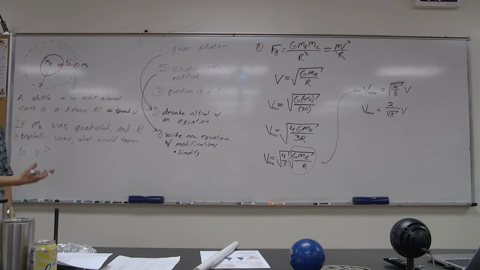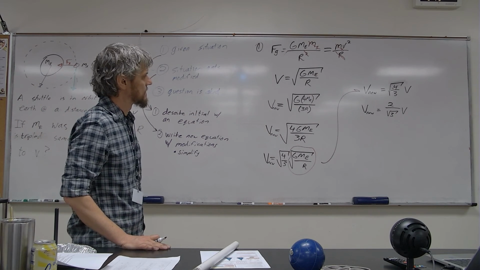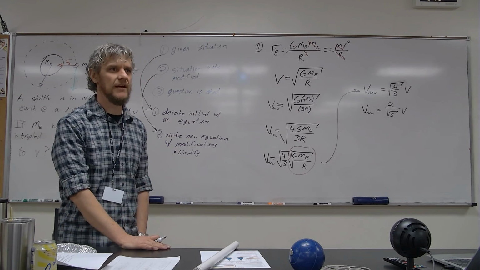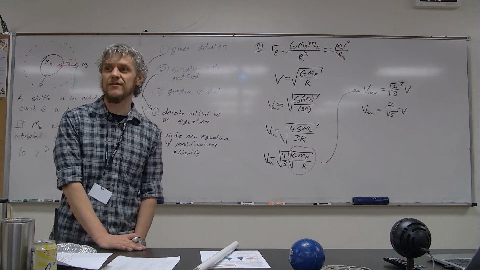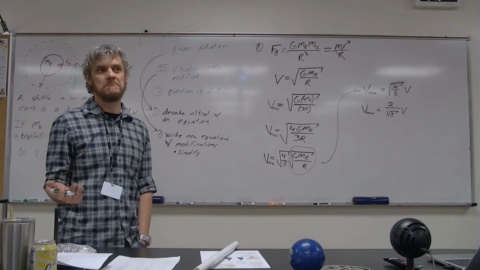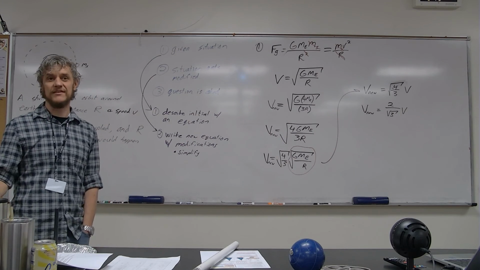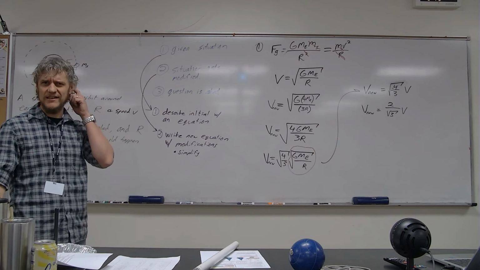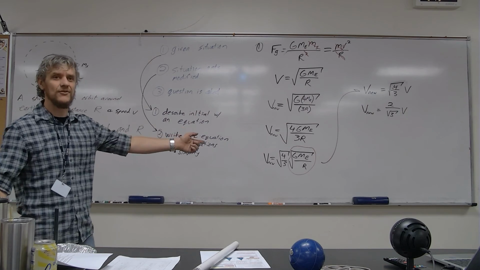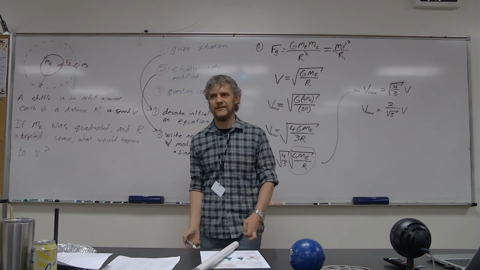So could I have done that? And it is 2 over the square root of 3, is that a number greater than or less than 1? Greater than, right? And so am I moving faster or am I moving slower? Faster. Was that obvious? No. It was obvious when all we changed was the mass of the Earth. But if I change that orbital radius as well, it's not so obvious and you actually have to go through this.